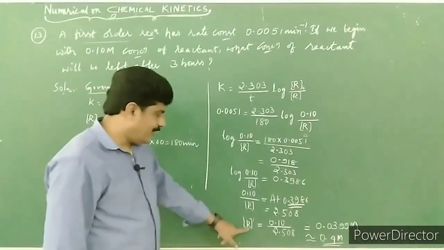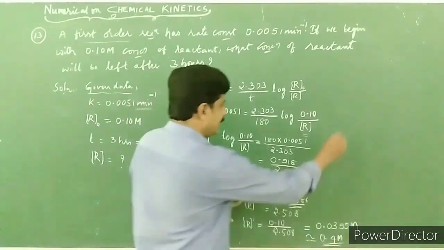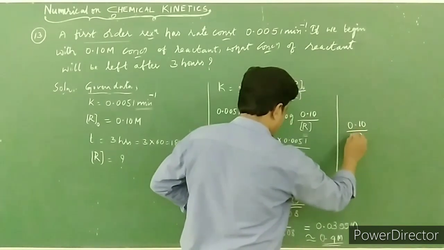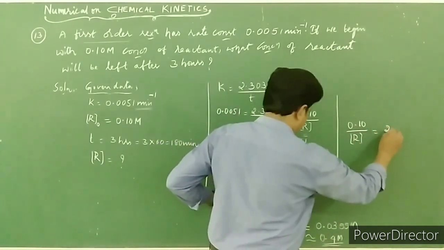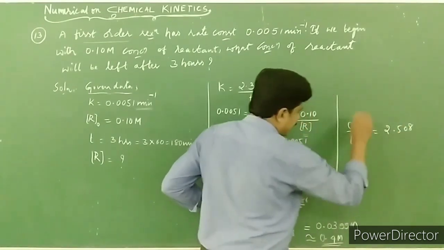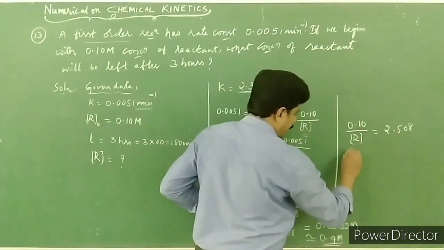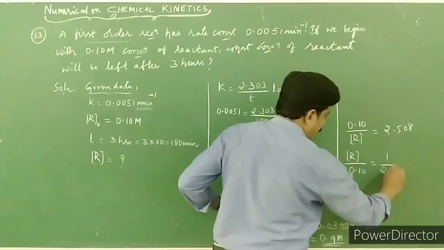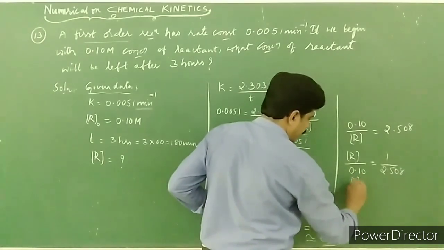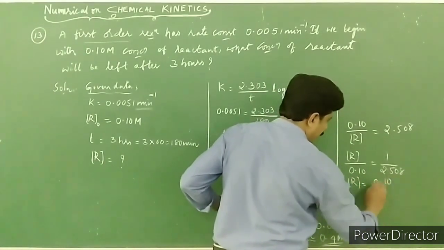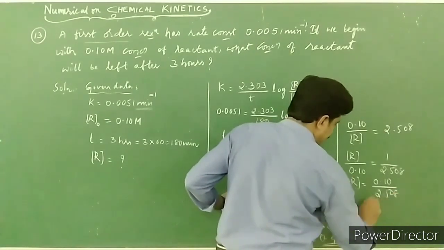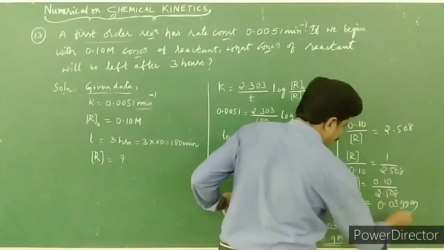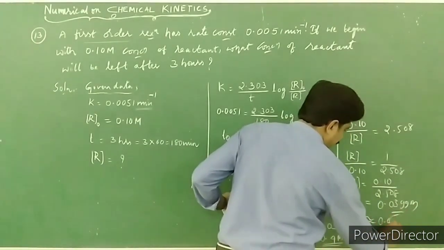Hope you got it. Now how did I get this? Children, look at here, 0.10 upon the molar concentration of R is equal to 2.508. I invert it. How do I do that? Look at here, R upon 0.10 is 1 by 2.508. Is it not? Then R is equal to 0.10 upon 2.508. If you simplify, you are going to get 0.0399 M, approximately 0.4 molar.